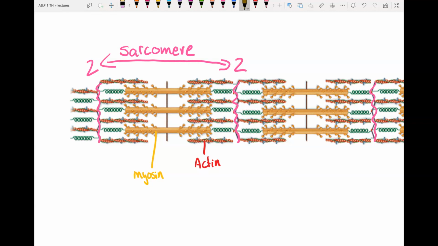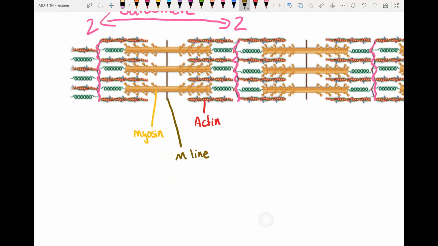There's this brown line in the middle. This is the M line. The M line is like the anchor. It's not going to move. So this is our anchor point.